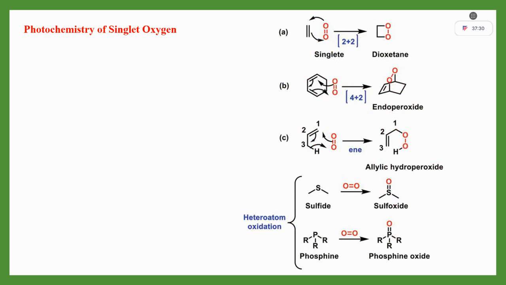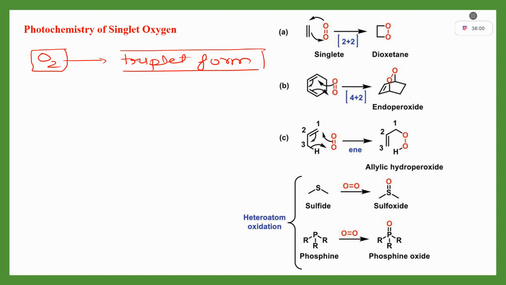So moving ahead, let's study the photochemistry of singlet oxygen. Students, you should know that molecular oxygen in the environment is present in triplet form. Its triplet form is more stable than its singlet form. Due to this stability, the triplet can't undergo many reactions.